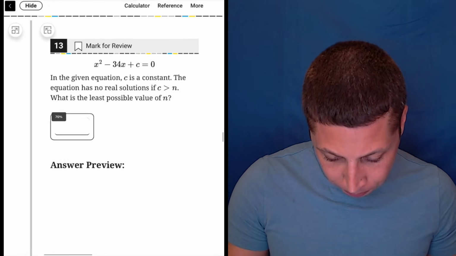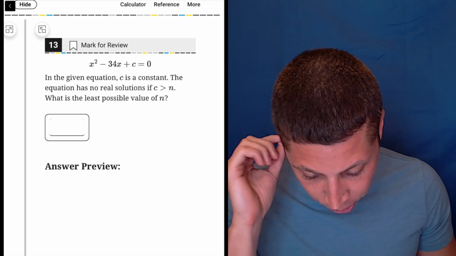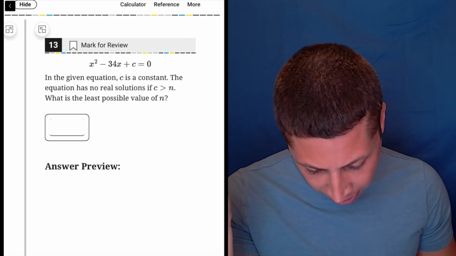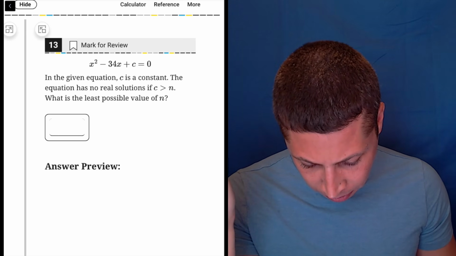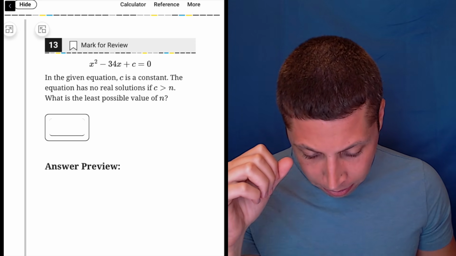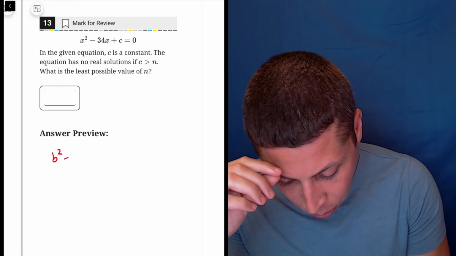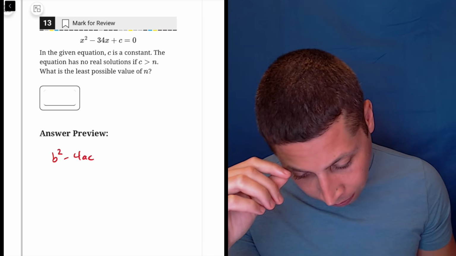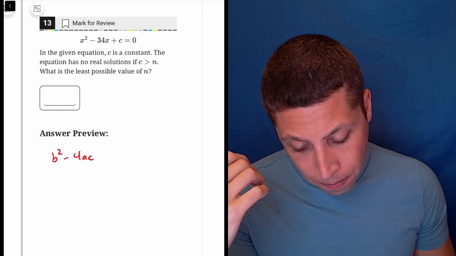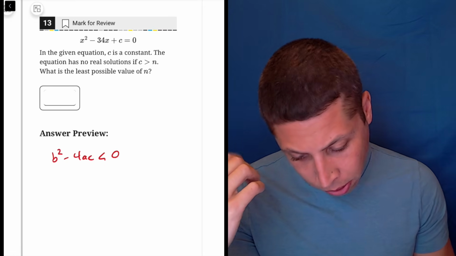Okay, number 13. In the given equation, C is a constant. The equation has no real solutions. If C is greater than N, what is the least possible value of N? N, where's N? The equation has no real solutions if C is greater than N. I have no idea why that's phrased that way, but I know this is about the discriminant, which is B squared minus 4AC. And if there's no real solutions, then that has to be less than 0. So let's just plug in and see what happens.